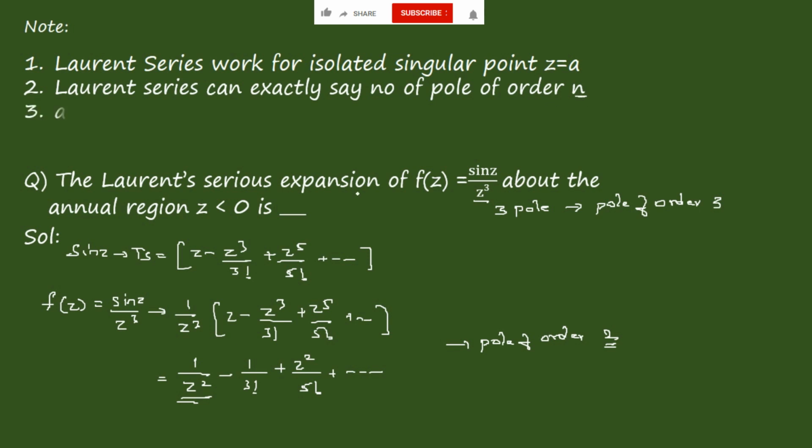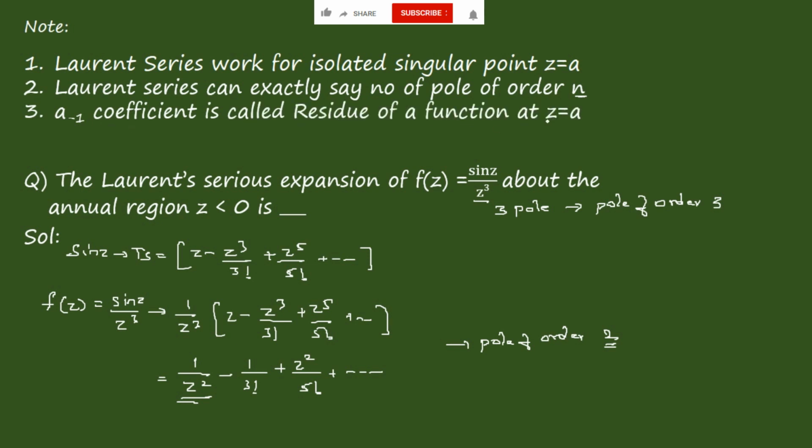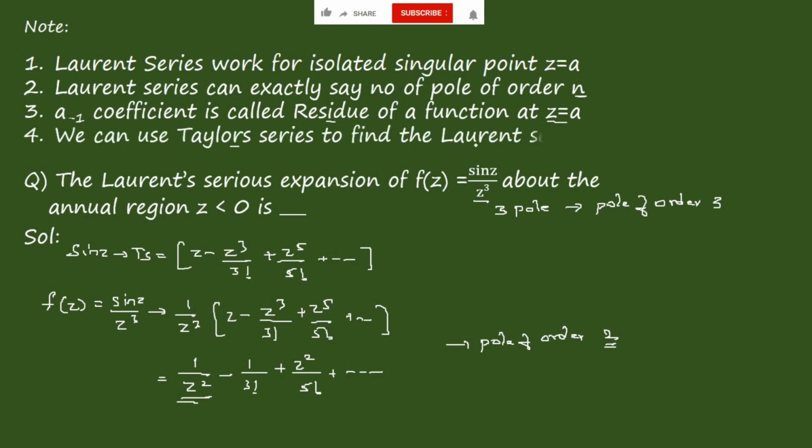Now coming to the next one, the coefficient of z to the power minus 1 is called the residue of a function at z is equal to a. For this one you have to know about the residue of a function. Okay, now coming to the next one, we can use a Taylor series to find the Laurent series. The same thing we have done, right?